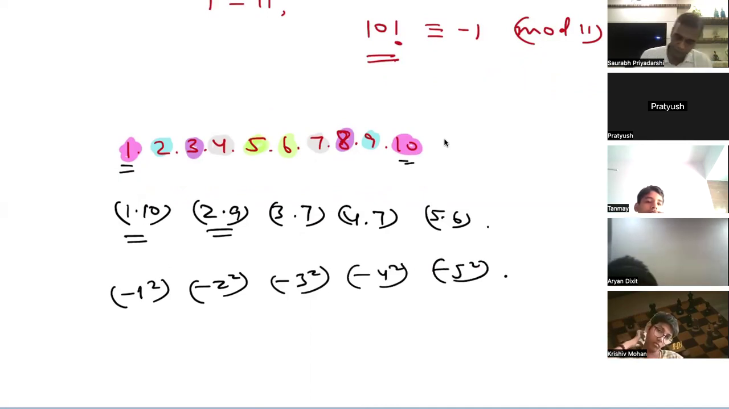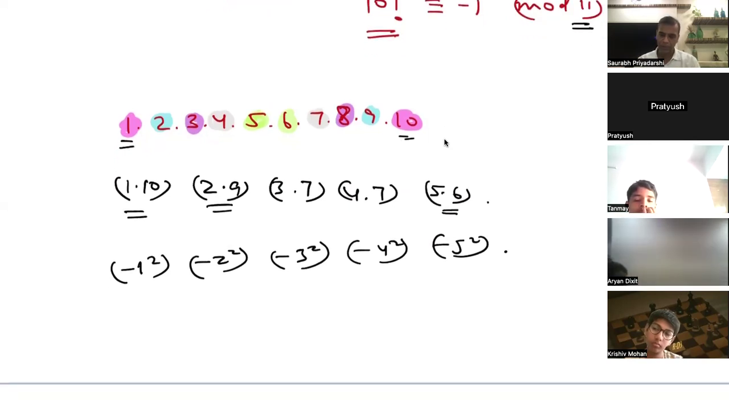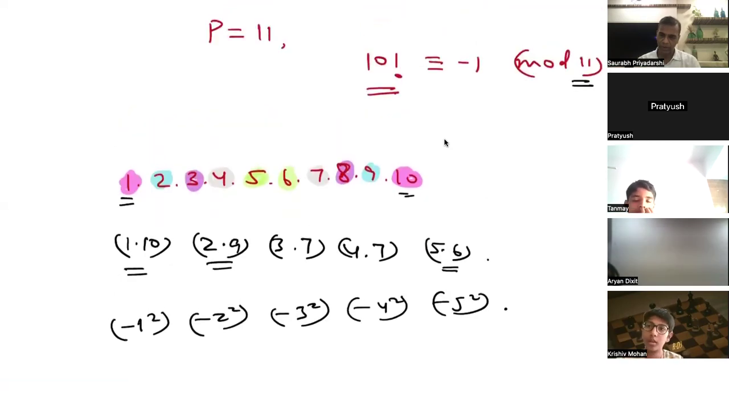Is this okay? So every number is combining, and either we are getting 1 square, 2 square, 3 square, 4 square, and 5 square. All the numbers are now coming up to p minus 1 by 2, all less than p minus 1 by 2. Everyone is comfortable?